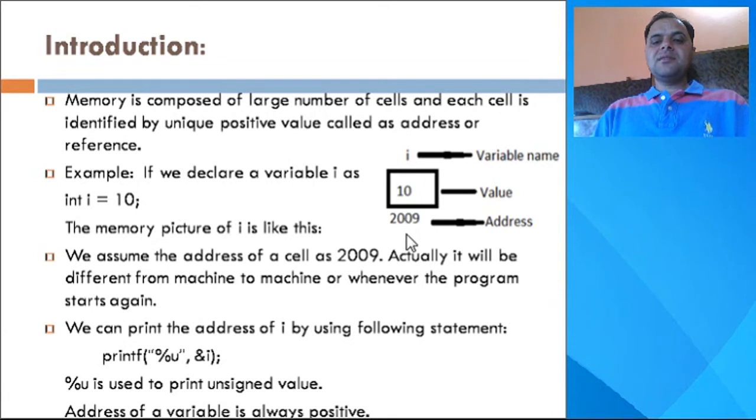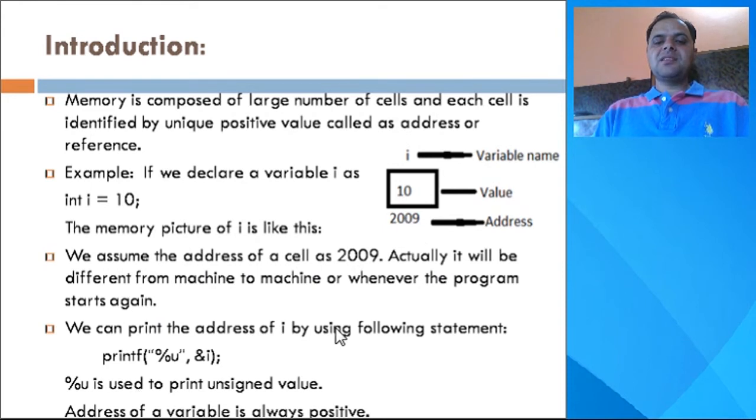Actually, this address varies. This is not a fixed address. But we assume the address of a cell is 209. Actually, it will be different from machine to machine or whenever the program starts again. It is different from one machine to another machine, or if we start the program again, this address will change.